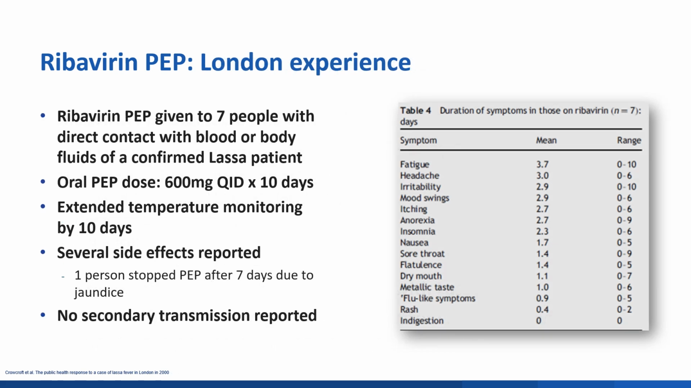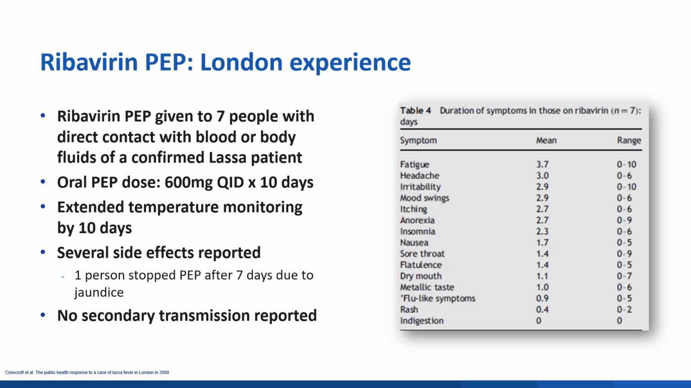Ribavirin was also administered to 7 contacts who had direct contact with the blood and/or body fluids following an imported case of LF in London. In this instance, oral ribavirin was administered at a dose of 600 milligrams 4 times a day for 10 days. Due to concerns that ribavirin could prolong the incubation period for LF, the period of temperature monitoring for those receiving ribavirin PEP was extended by 10 days.